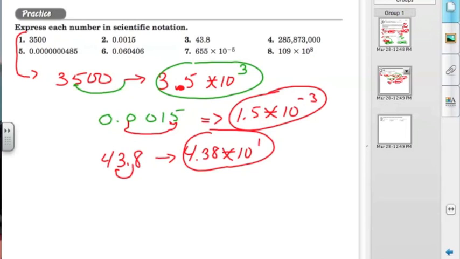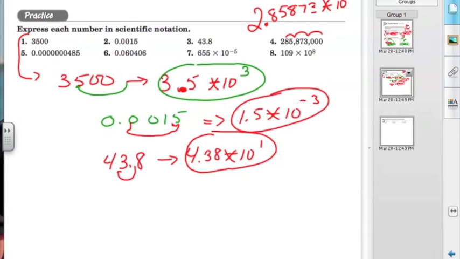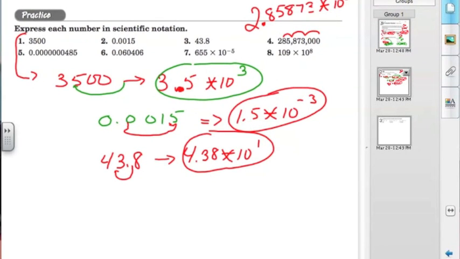Number 4, I have 285 million. Now remember, you have to have one number to the left of the decimal point. So 2.85873. Now you don't need the zeros. So we say times 10. Now how many places did we move it? Well, we have 3, 6, and 2 more. So we have a total of 8. All right, so 2.85873 times 10 to the 8th.